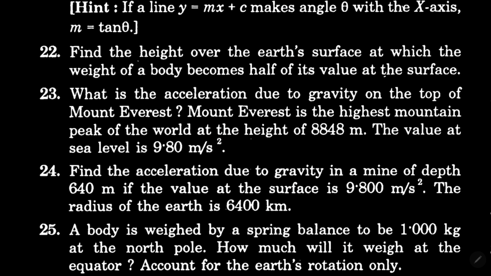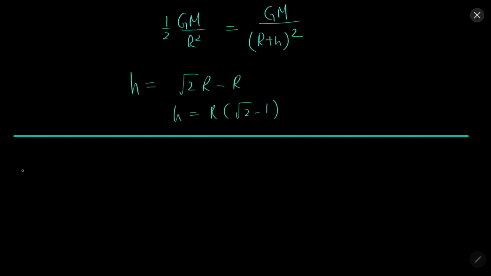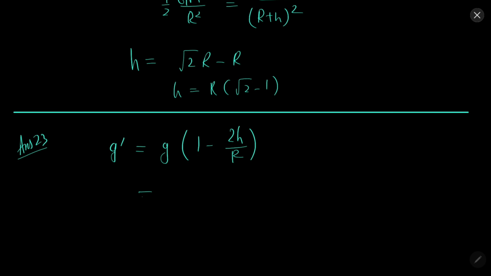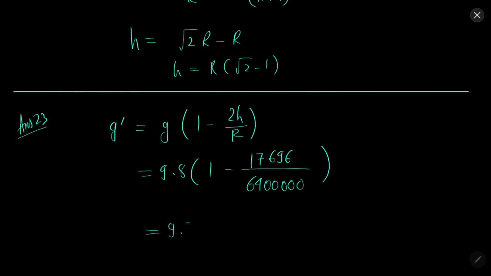In question 23, what is the acceleration due to gravity on top of Mount Everest? Solution 23. So at the top of Mount Everest we need to use this formula. When we are at a height we need to use this formula. So 9.8, 1 minus, now this is 1, and over 6.4. So this will give us 9.773 meters per second square.